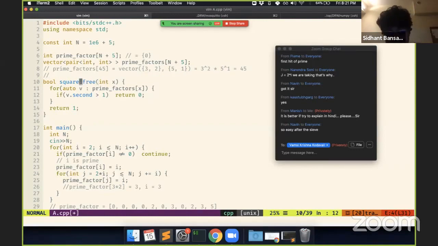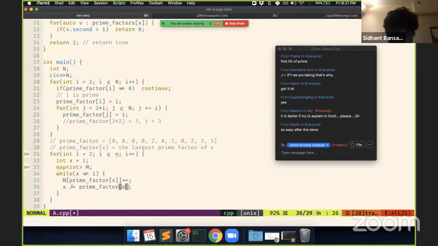When you do this, the square free method becomes pretty easy to code, because now you just have to iterate over the entire vector for 45. For example, 45. So what is the first pair in the vector? 3, 2. So you just have to check whether the power is greater than 1 or not. If the power is greater than 1, then it is not square free. Otherwise, the number is square free, so you return a 1. Otherwise, you return a 0. Okay, returning 1 and returning true are the same thing. You can just write either. I just prefer to write 1, 0, but it's the same thing. Some people get confused here.